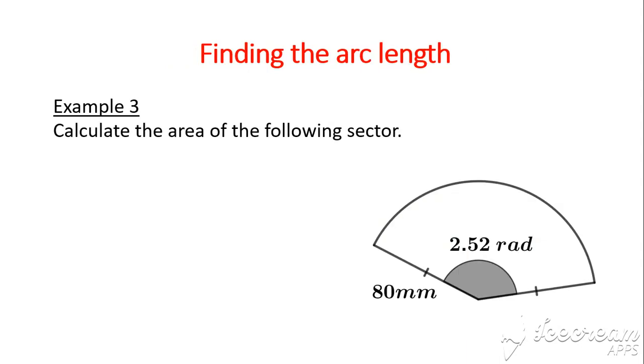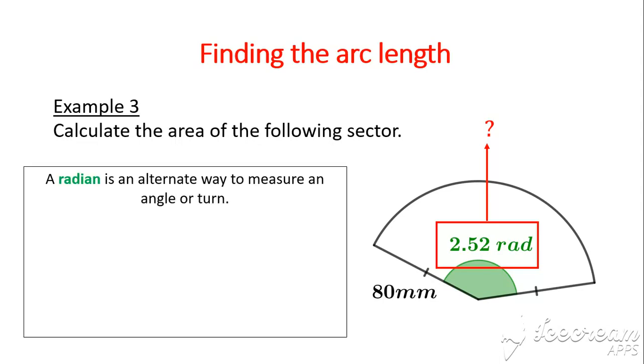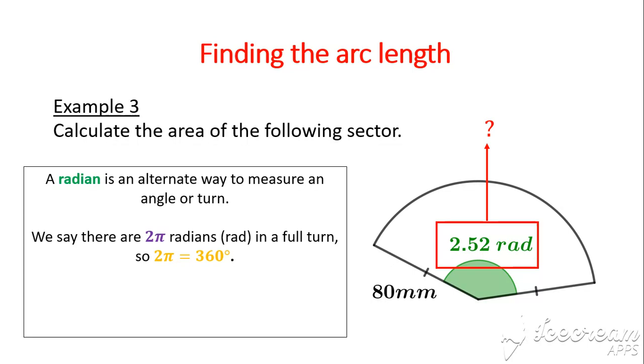Right, let's move on to our third and last example for the video. Calculate the area of the following sector. Now, something weird's going on with the angle. It's not in degrees. Well, this is in what we call a radian. A radian is an alternative way to measure an angle. We say that there are 2 pi radians, which gets abbreviated to rad, in a full turn. So 2 pi radians is equal to 360 degrees.